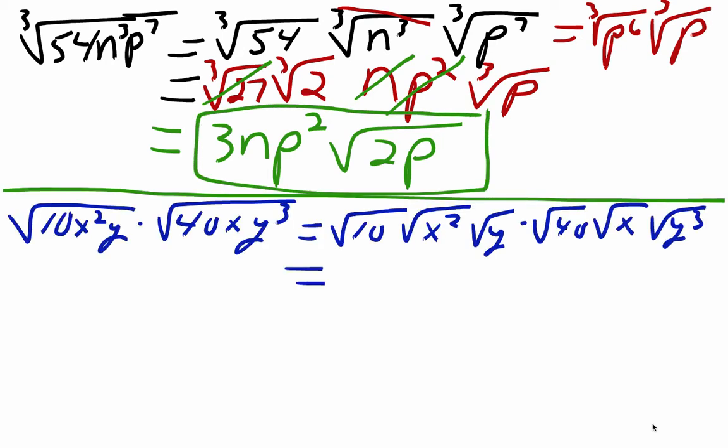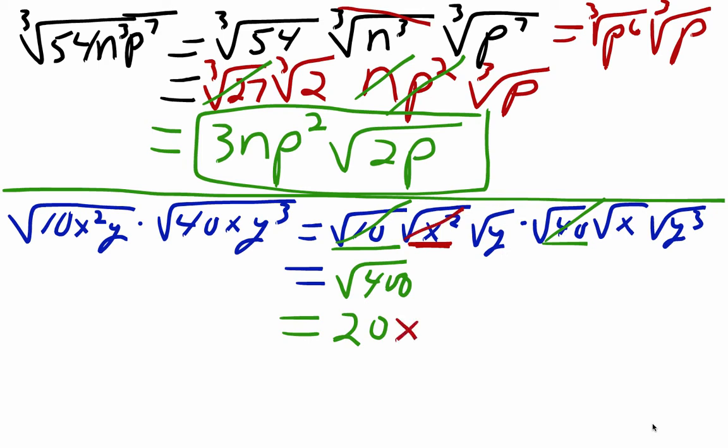Alright, so we have the square root of 10x squared y times square root of 40x y cubed. So we could put the 2 square roots together, so that'd be the square root of 400. And the square root of 400 is 20, so that's why I put those together. So we're done with those now. And we have the square root of x squared right here. Well, the square root and the x squared cancel out. So I'm left with x.